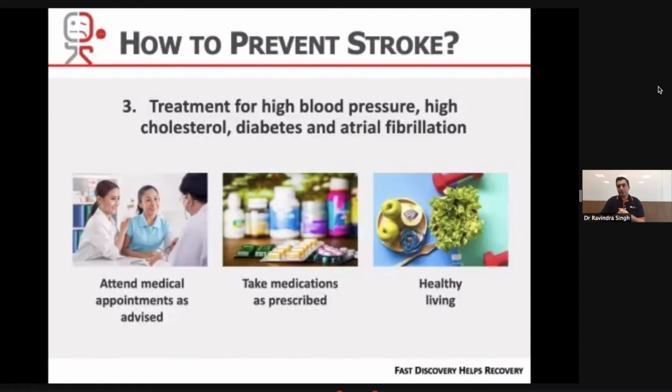How to prevent stroke? The third topic is treatment for high blood pressure, high cholesterol, diabetes, and atrial fibrillation, which is an irregular rhythm. It's very difficult as a non-medical person to manage this at home. I know diet has its role, but medications and doctor's advice also have their role. So attend the medical appointments as advised. Take medications as prescribed. And please go with a healthy diet and healthy living, which includes exercise.